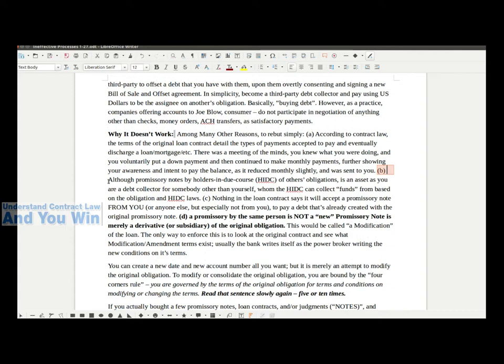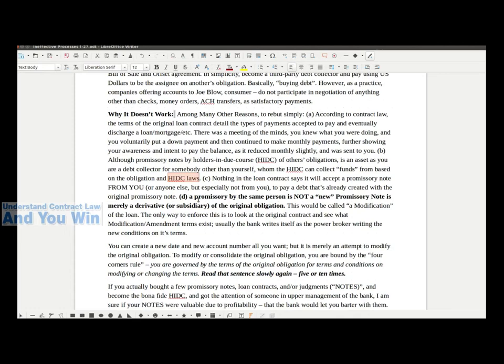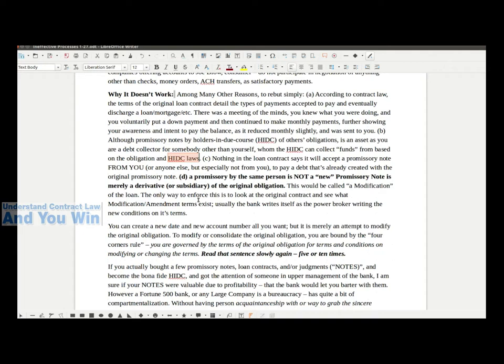Although, point B, although promissory notes by holder in due course, meaning you purchased a note from somebody else of others' obligations, is an asset as it's been assigned to you and you're the new holder in due course. You're a debt collector, but you're actually the holder in due course, which is higher than a debt collector, so it's better to say you're the holder in due course. For an original contract signed by people other than yourself, the holder in due course can now collect funds based upon the obligation and holder in due course laws. So again, you really gotta dig deep and understand holder in due course. It's in UCC 3-302, the UCC section that you can look up. You're not going to read the whole Uniform Commercial Code Article 3, but you might want to read the whole thing to put all that into context.